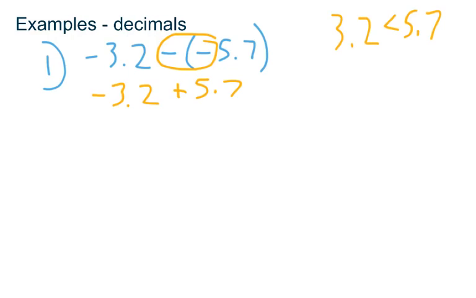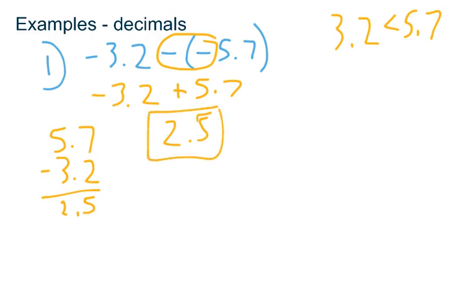positive. And then to figure out what the actual number is going to be, I'll go 5.7 minus 3.2. That gives me a 5, that gives me a 2, 2.5, and that's my final answer, 2.5. And it stays positive because 5.7 again is further away from 0 than negative 3.2 is from 0. And so that's what you do with decimals. Same idea.